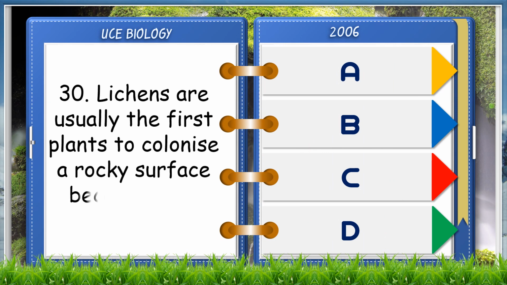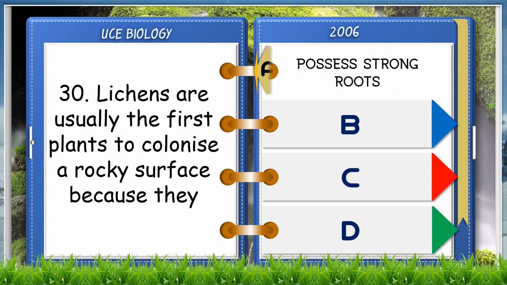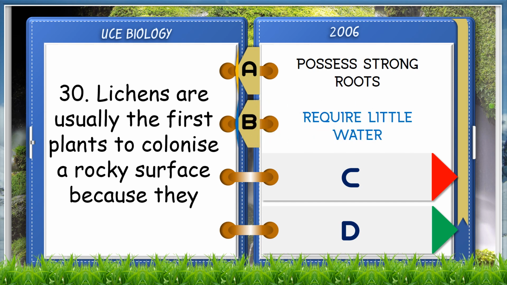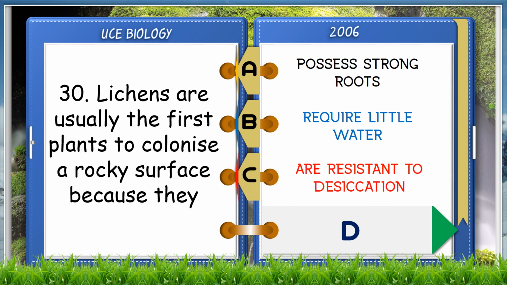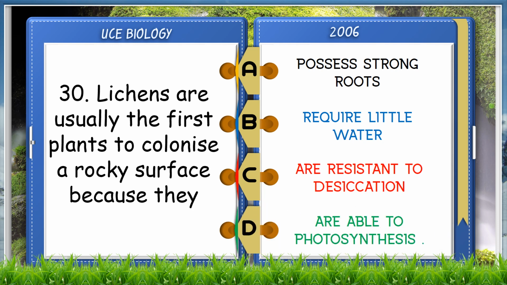Lichens are usually the first plants to colonize a rocky surface because they A. Possess strong roots. B. Require little water. C. Are resistant to desiccation. D. Are able to photosynthesize. The answer is C. Are resistant to desiccation.